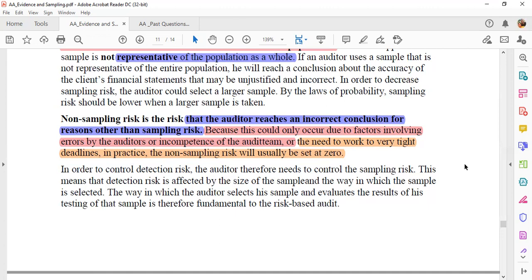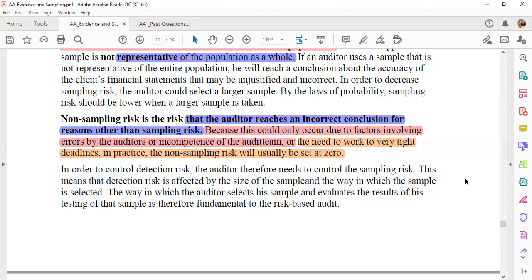this non-sampling risk. We can eliminate it. And that's why in practice, we set it at zero. So that means that we are assuming that this non-sampling risk does not exist. So if you have a good competent team, and the time frame to complete it is okay, so I'm going to do a good job, all this non-sampling risk is not going to occur.